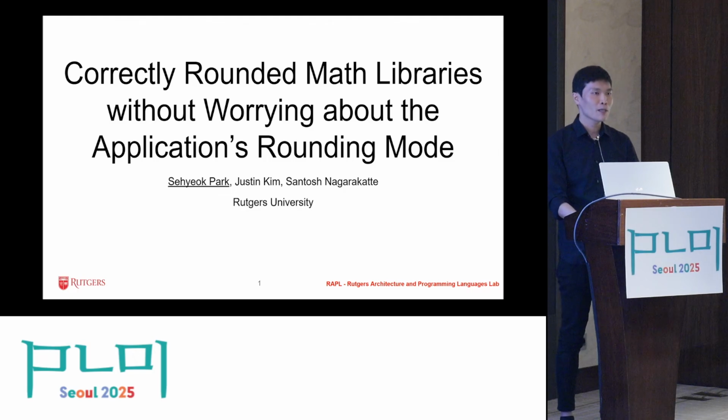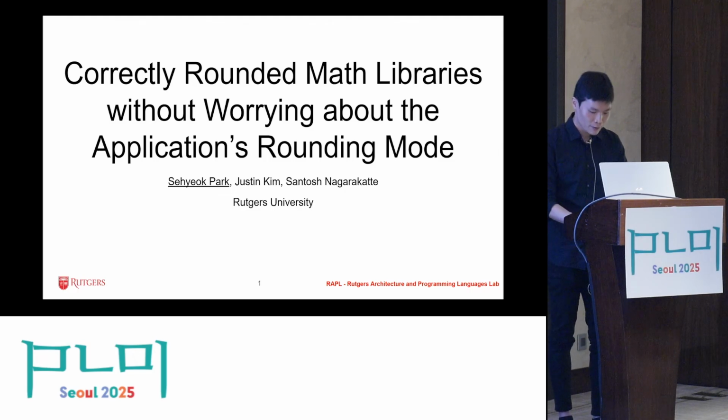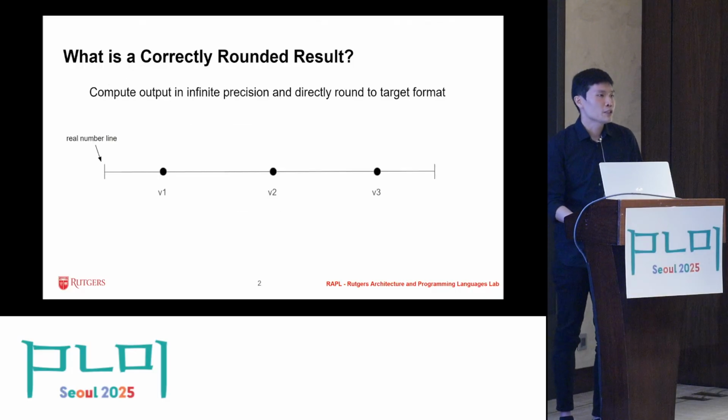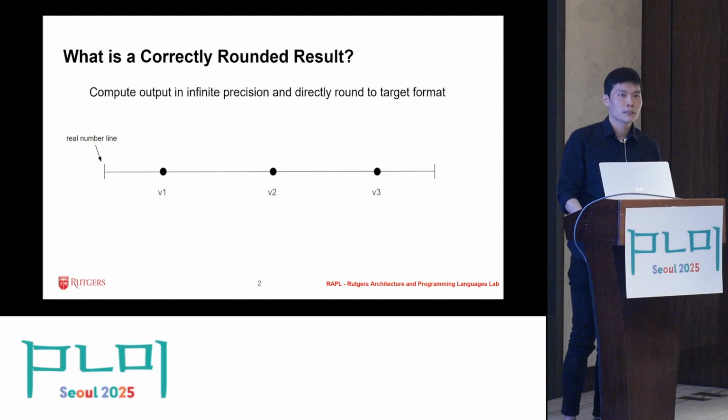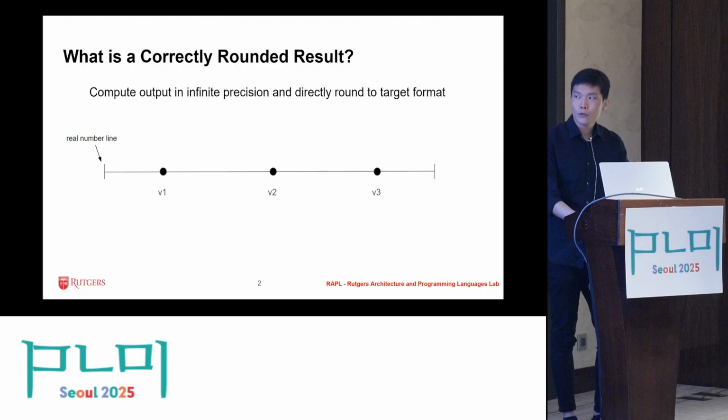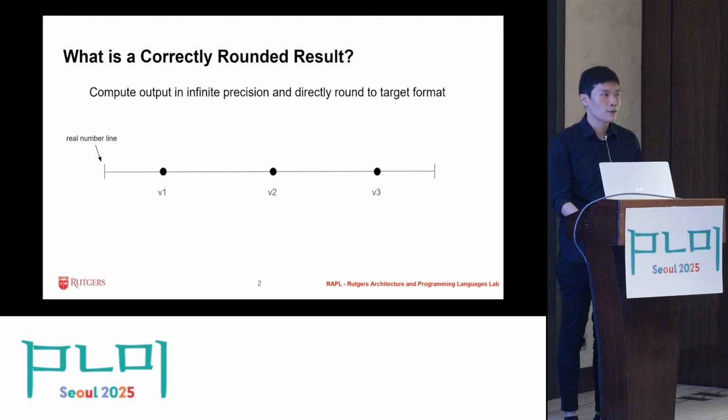So I'll start off by explaining what correctly rounded math libraries are. Given a function and an input, the correctly rounded result is the output of the function evaluated in infinite precision, directly rounded to some target format using some rounding rule. So here's an example. Suppose v1 through v3 represent 3 consecutive 32-bit floats.